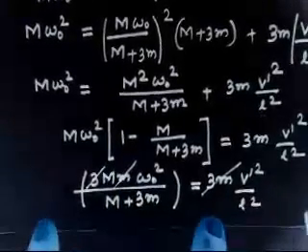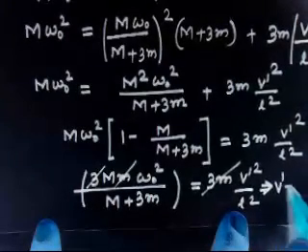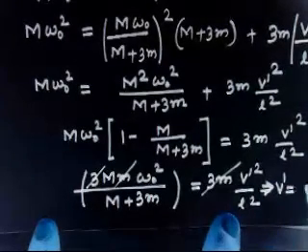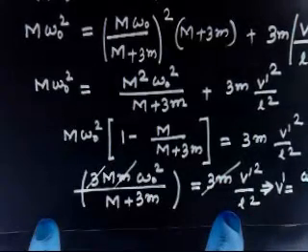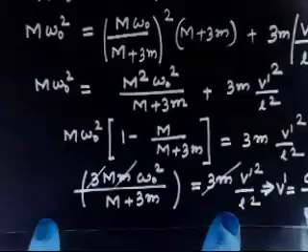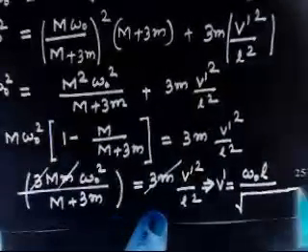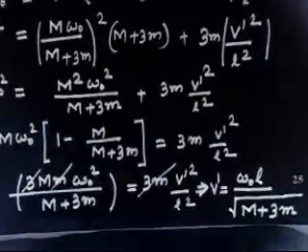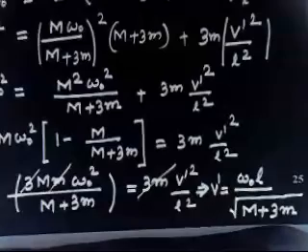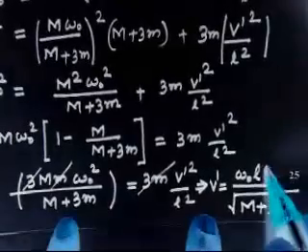So from here I can write V dash. So V dash will be omega naught L square, so root over omega naught L. So that is simply omega naught L divided by under root m plus 3m. So this is the final velocity V dash of sleeve with respect to the rod. There will be a capital M also.